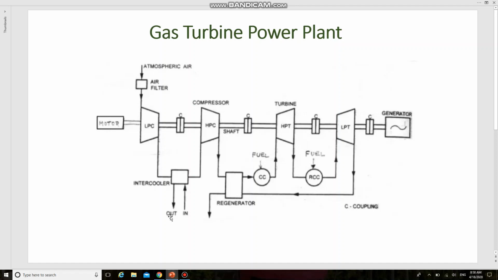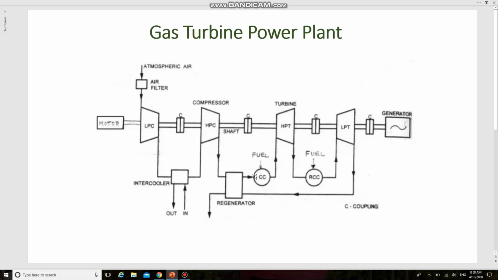Okay, let us see the working of the regenerator. Regenerators are used to preheat the air entering the combustion chamber to reduce fuel consumption and to increase the efficiency. It is done by the heat of the hot exhaust gases coming out of the turbine.